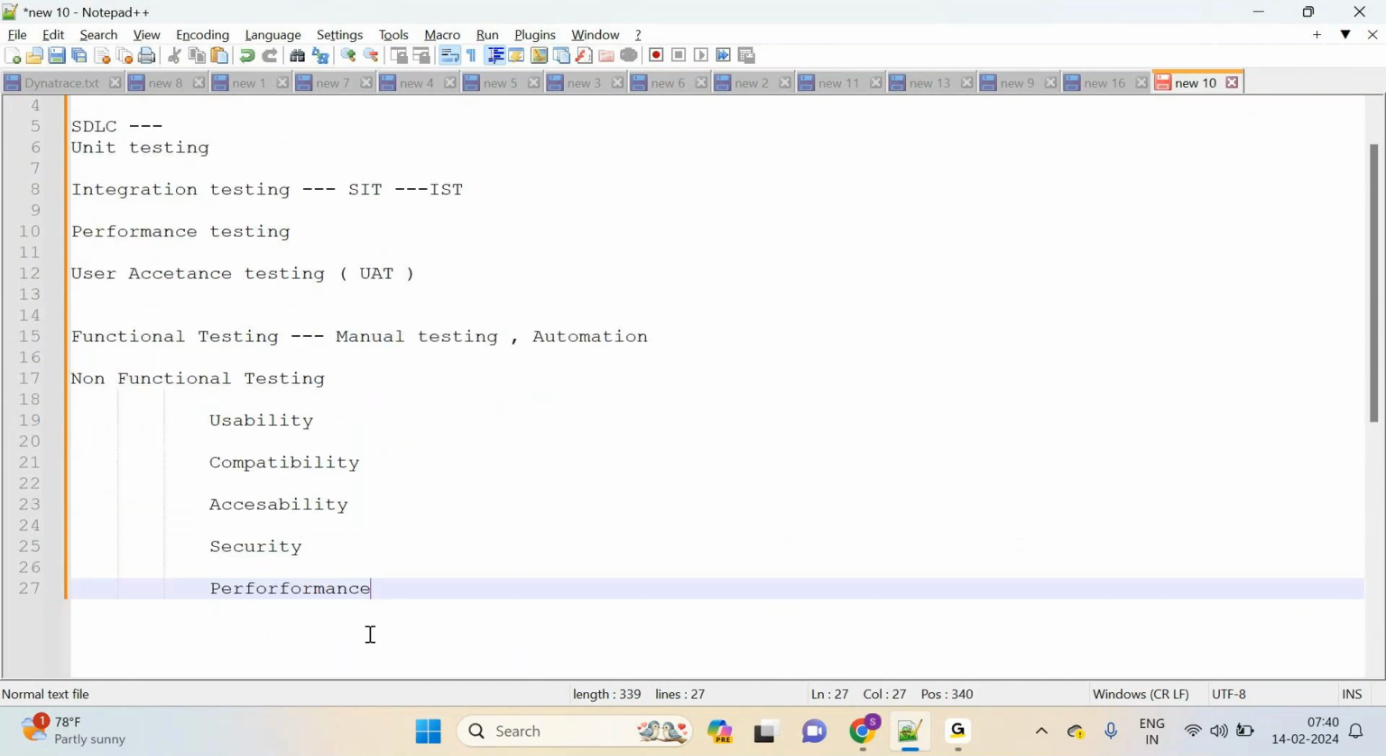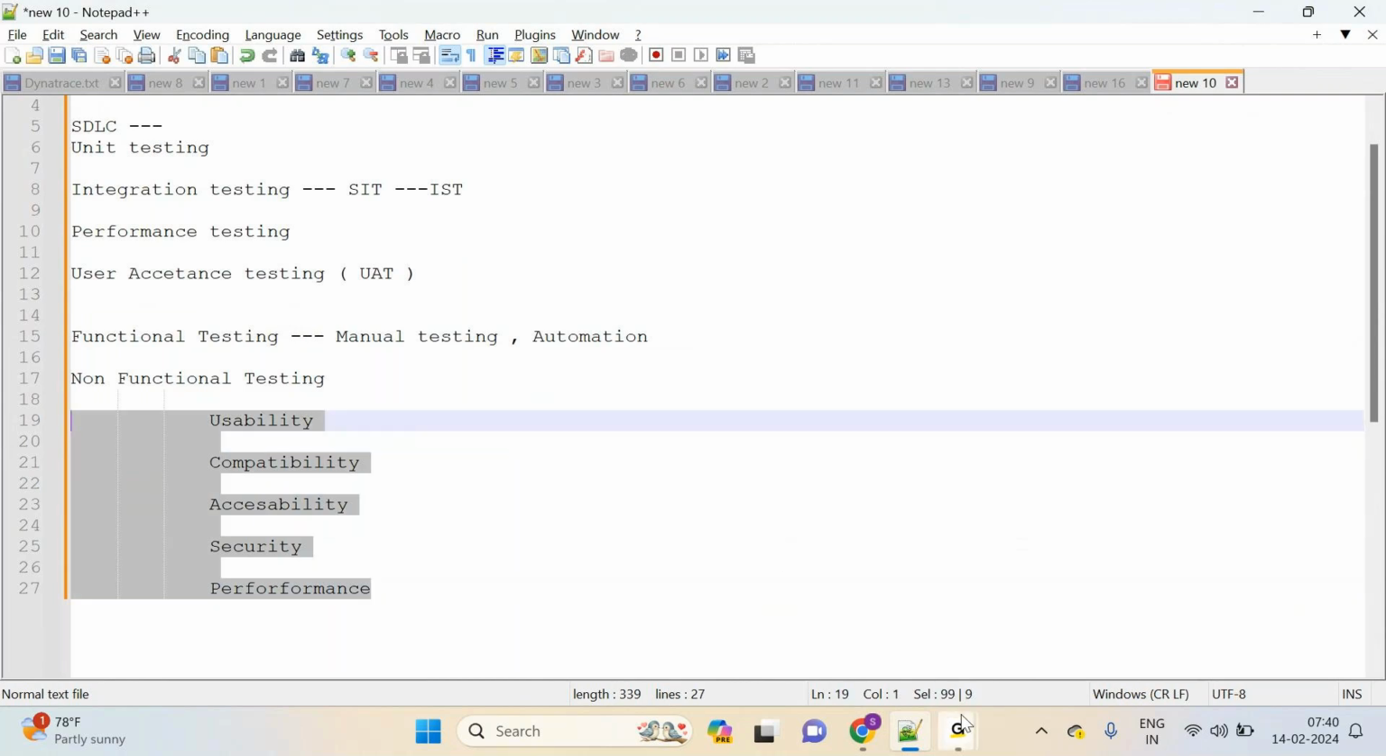In the industry right now, these are the testing types people are doing. Among them, the familiar testing type is performance. I think you would have heard about performance testing before, but other than that, people are also doing other non-functional testing in the industry. So usability means how usable, how user friendly, your application is.